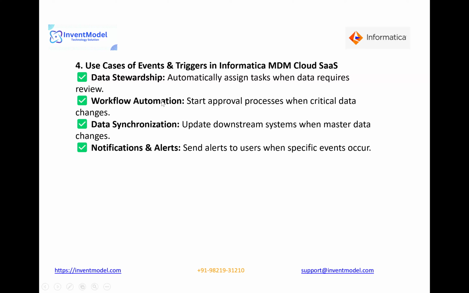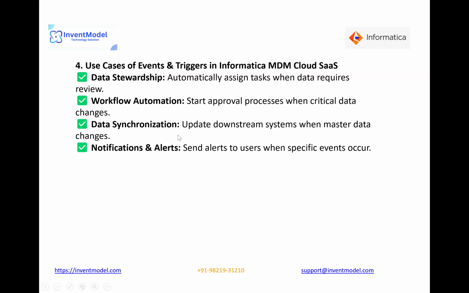Now workflow automation. Start the approval process when critical data changes. Suppose we have changed the first name or the last name. Some change occurs, right? Now we want to send that changed data to the workflow for approval by the admin. It will require approval by the admin, and only then would the change occur in the employee details. So this is a kind of workflow automation also.